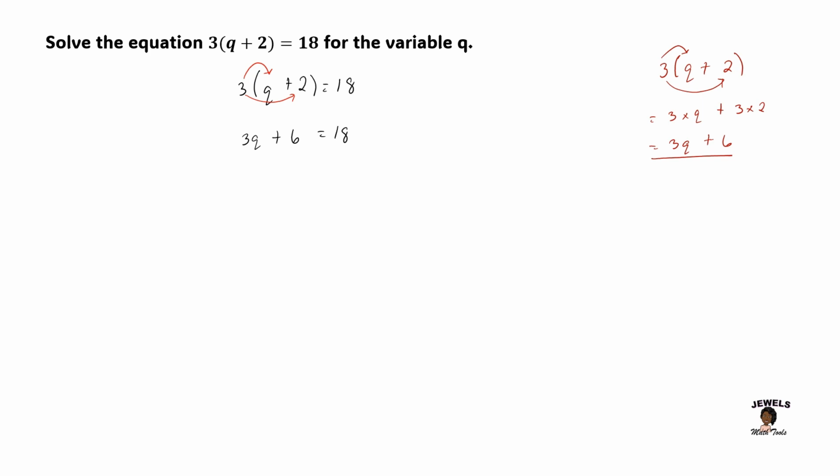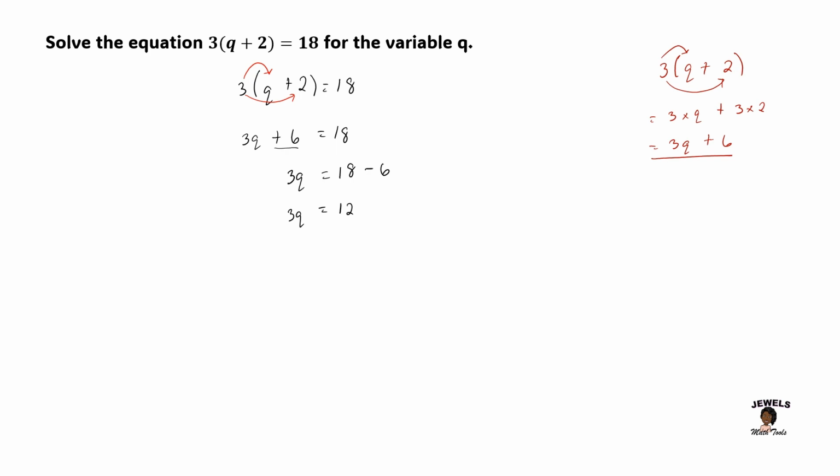And remember that we're solving this two-step equation for our unknown variable q. So we're going to begin by collecting our like terms. So my 3q, remember that 6 and 18 are like terms, and 6 is positive here. So that means that when I move 6 to the other side of the equation where 18 is, it will become a minus. So 3q when 18 is minus 6 will equal to 12.